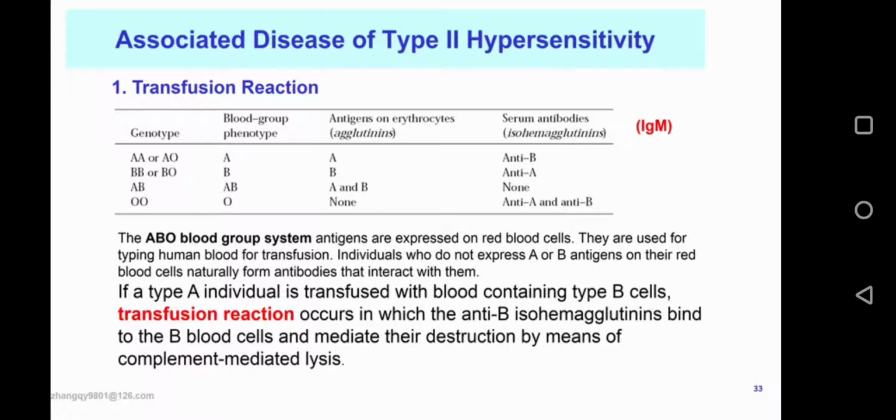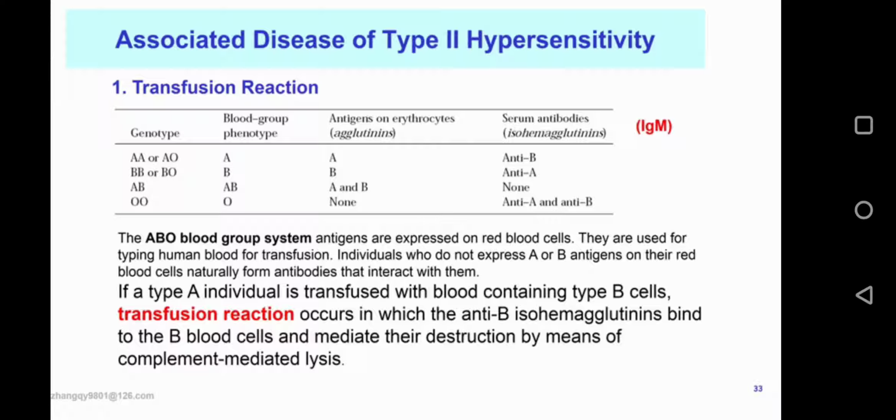Right? You should know that for A individuals, they have anti-B, and for B they have anti-A, and for AB they have no antibody. For O they have anti-A and anti-B. Is there any question? No question. So you know that for an individual with the A phenotype, they have the antibody anti-B.